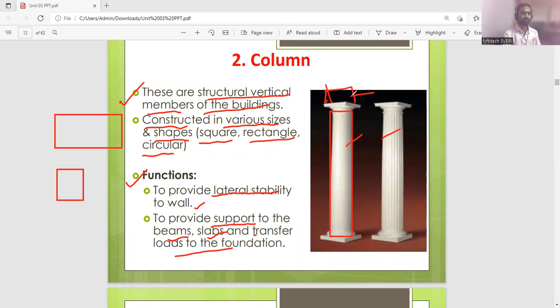Beams are there. And above the beams, what is there? Slabs are there. So the load of the slab will come to the beam, and the load of the beam is coming to the column. Okay, so this will be transferred to the foundation, and this column will act as a stability to the wall, external wall.